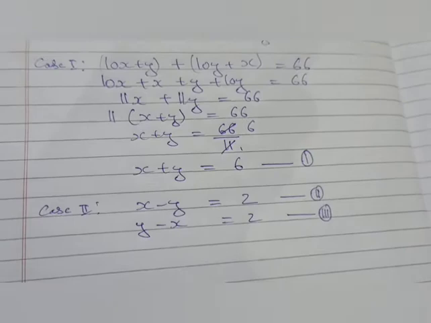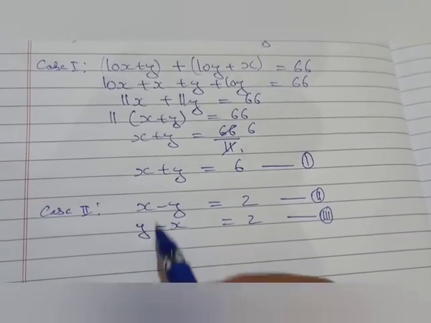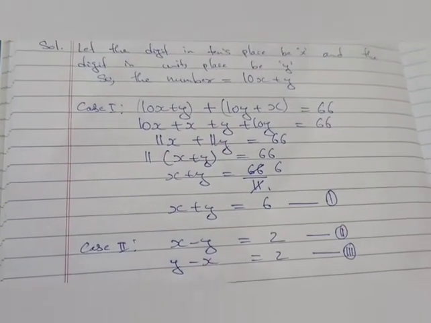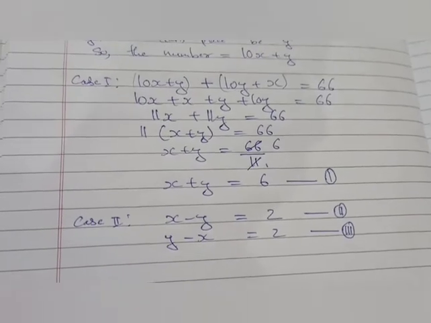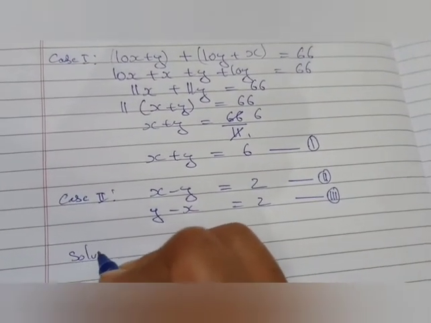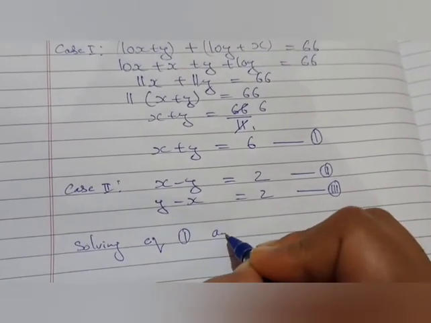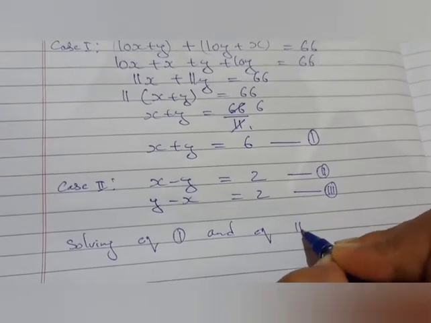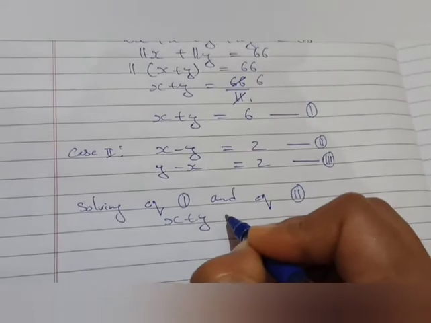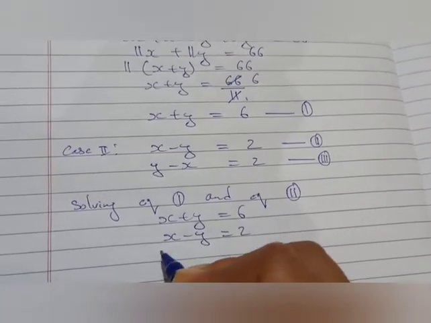So we'll have 3 equations. Mind you, these 2 equations are from the same case, so we cannot solve these 2 equations together. So now let's solve equation 1 and equation 2 first and check what will be the number. Solving equation 1 and equation 2: x plus y equals 6 and x minus y equals 2.